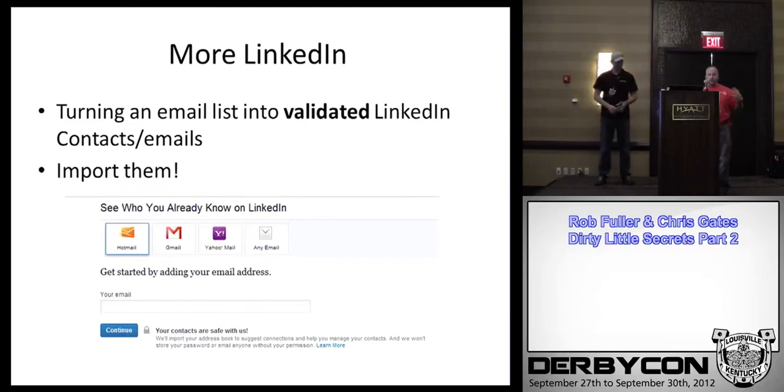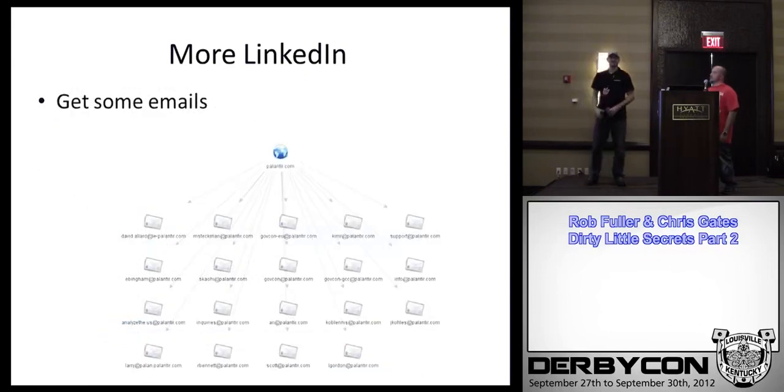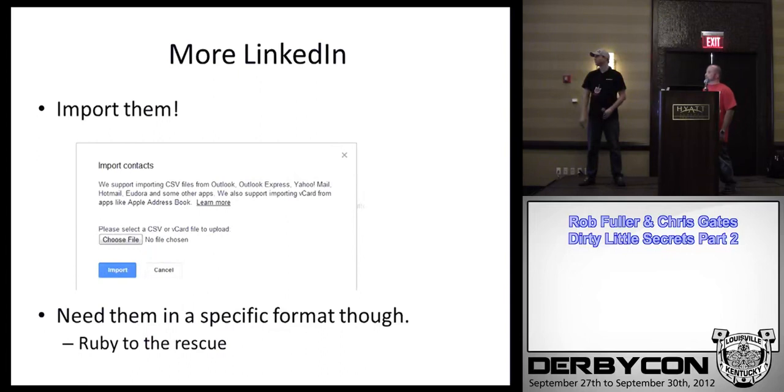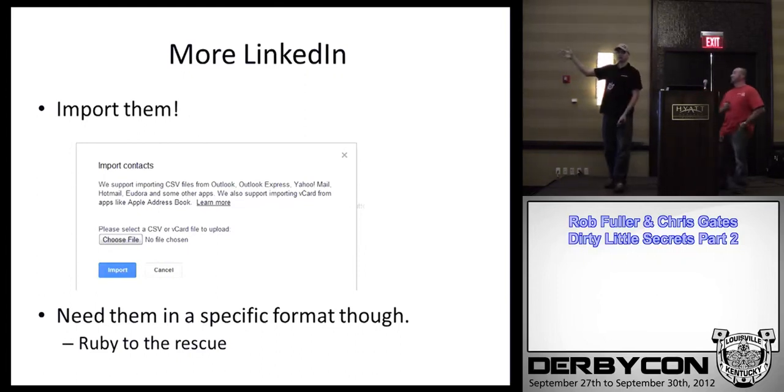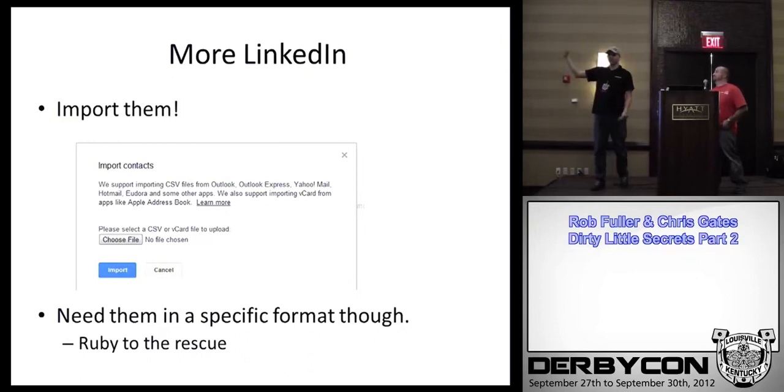I want to turn all those email addresses I get from doing OSINT into validated LinkedIn contacts and emails. The easiest way to do that is to import them, because LinkedIn has a function of connecting every social media account you have in the world to LinkedIn. So step 1, get emails, import them. The problem is you can't just import an email address. You have to make a contact for that person. So essentially, he's making a new Gmail account and importing the email addresses he finds into that Gmail account.